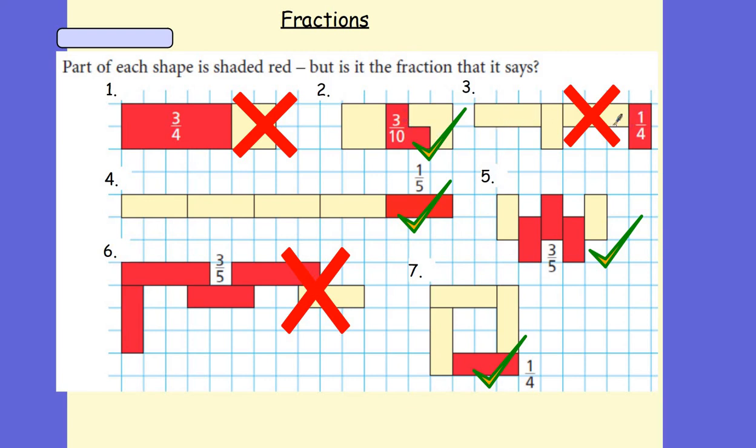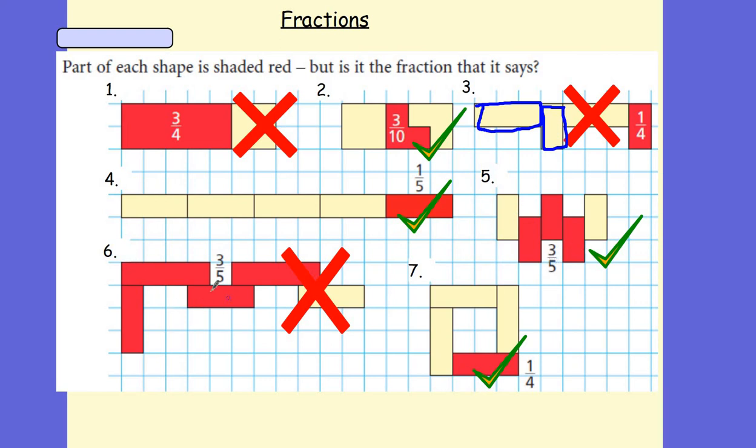This one isn't a quarter because each of these rectangles is a different size. So although it's been split into 4, the parts are not equal, so that's not a quarter. Number 4 is a fifth, equal parts, 5 of them. Number 5 is 3/5, equal parts, I've highlighted 3 of them.